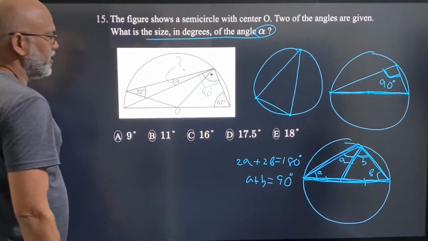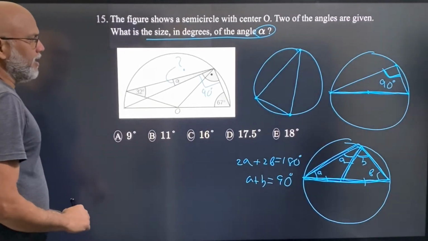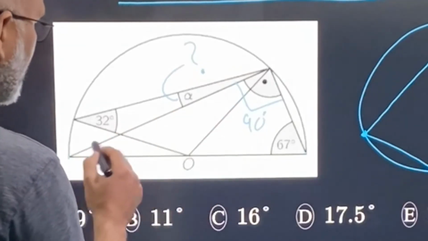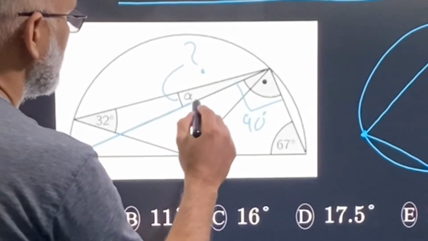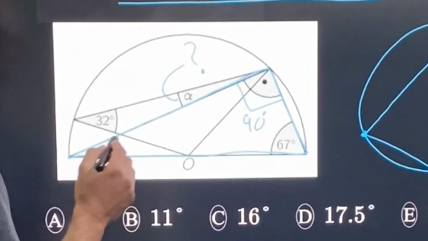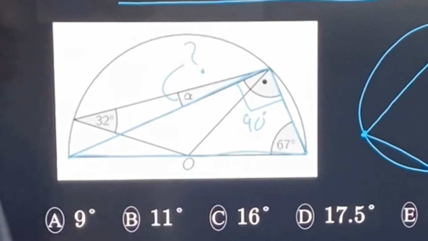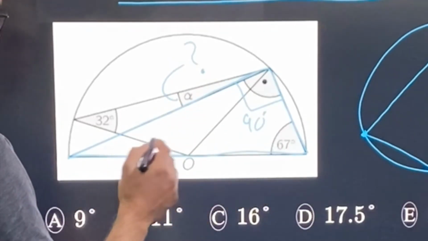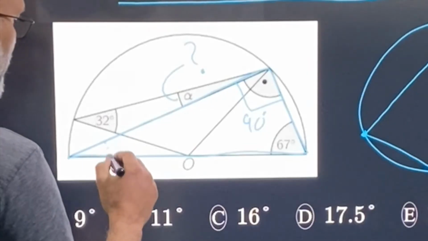This is 90 degree. Okay, that's one thing to note. Now, if this is 90 degree, if I look at this triangle here, these two angles would add up to 90 degree, right? The whole thing is 180 and this is already 90. So if this is 67, this is going to be 90 minus 67 is 23.